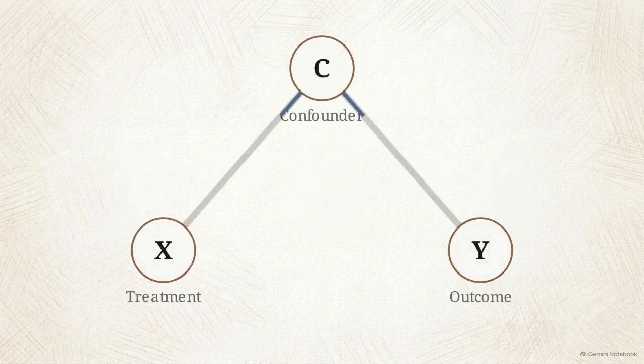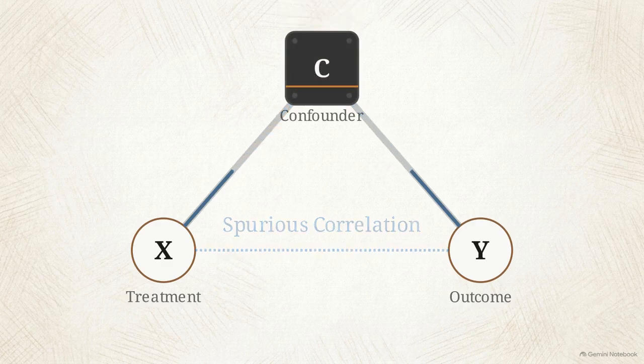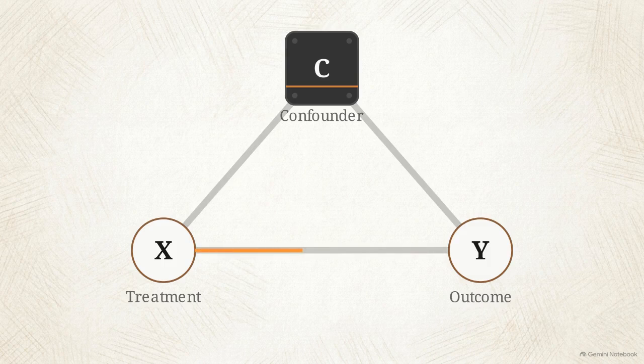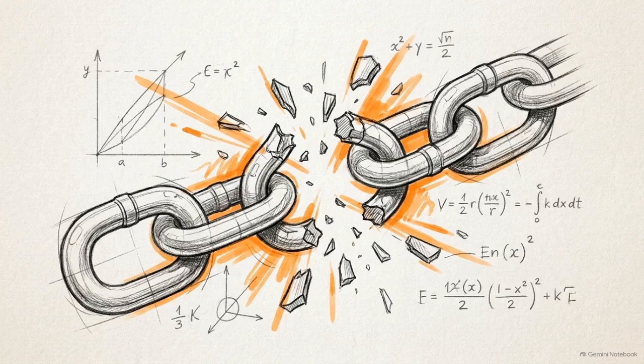The second junction is a fork. Variable C acts as a confounder, bleeding influence into both treatment and outcome. Here, the rule is the opposite. You must control for C. Shutting down this backdoor path eliminates spurious correlations, isolating the direct causal effect. Standard statistics is highly effective at identifying forks. The error occurs when researchers apply those exact same adjustment techniques to chains, accidentally destroying the causal signals in their own models.